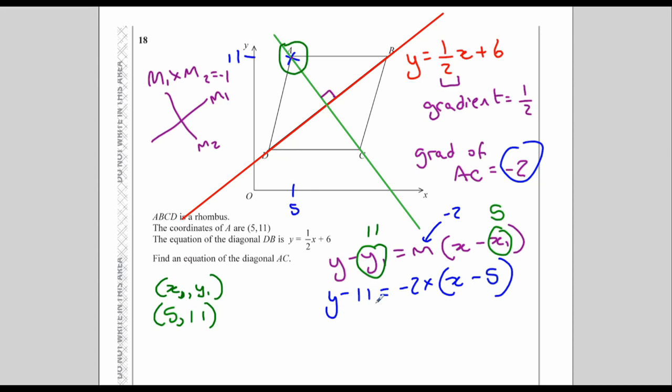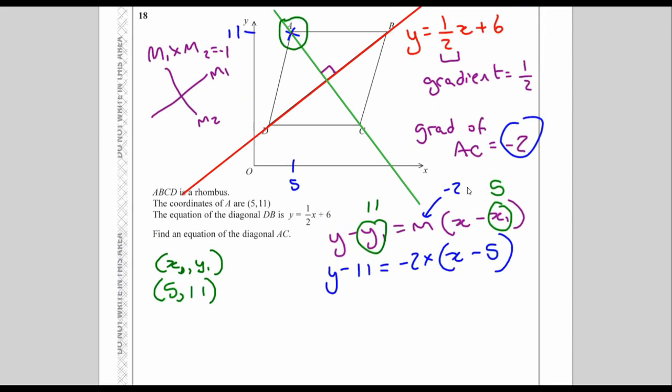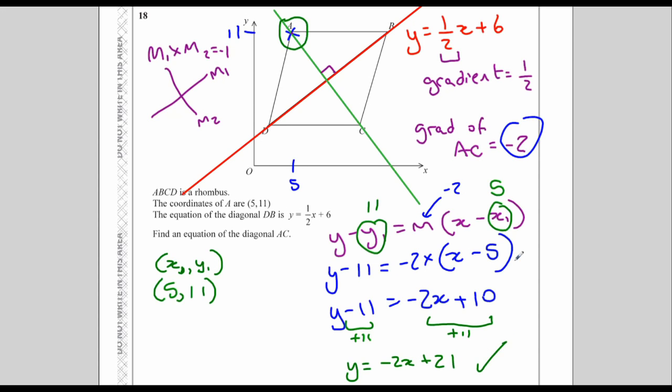Now that is an equation for the line, but we like to write it in a nice way. So let's expand this out. Minus 2 times x is minus 2x. Minus 2 times minus 5 is plus 10. And now let's get rid of this minus 11 by adding 11 to both sides. y equals minus 2x plus 21. Great.